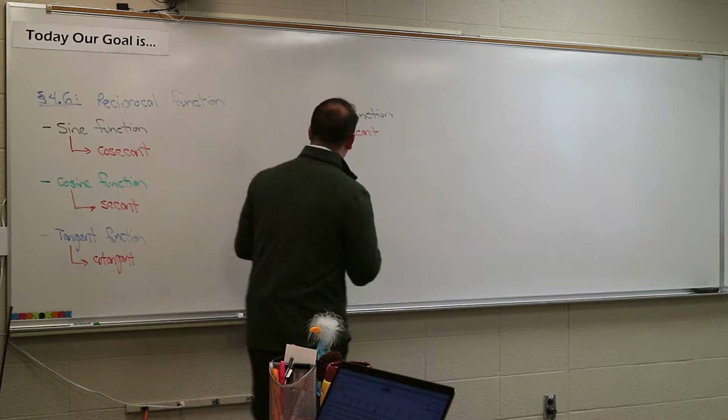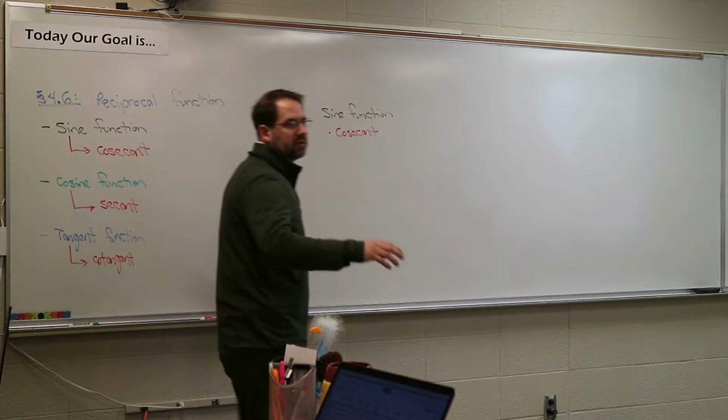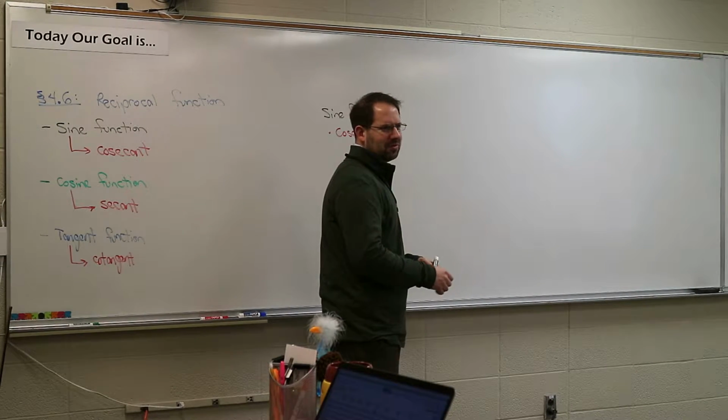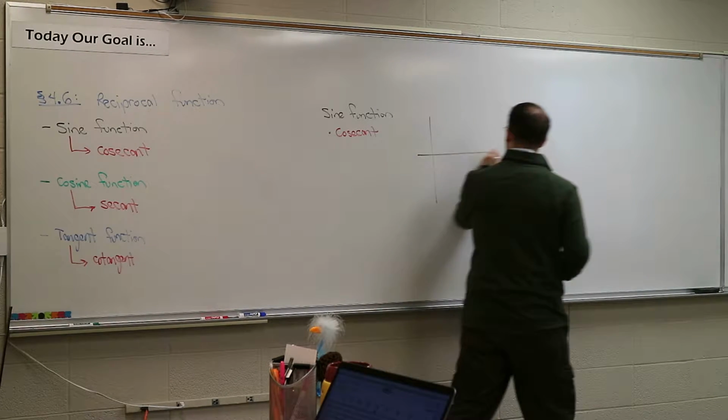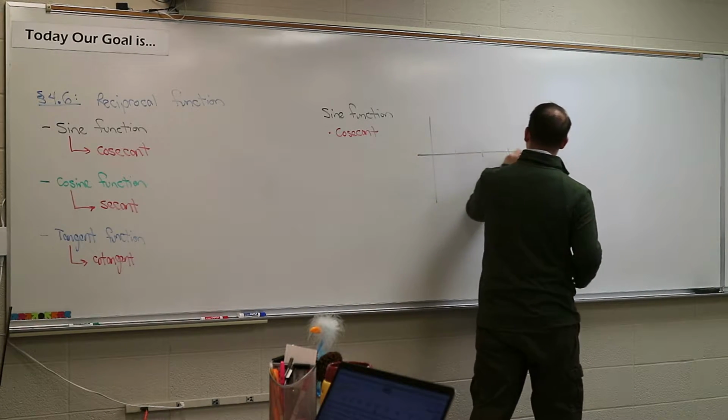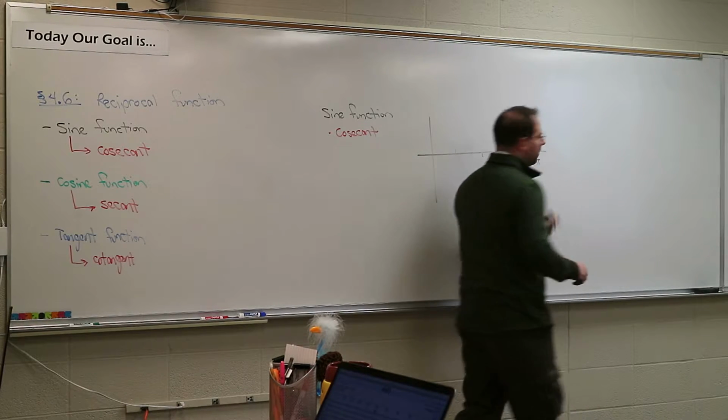All right, now the sine graph. Normally, what do we go to? 2 pi. All right, the 4th hash mark is usually 2 pi.